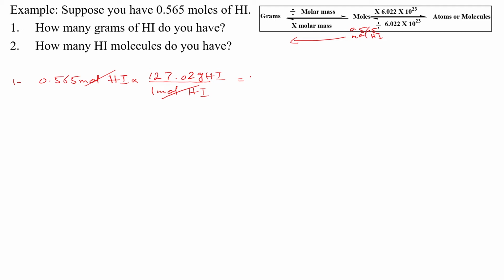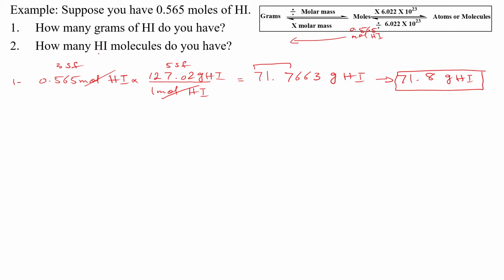So you're going to multiply these two numbers that you have at the top. So your answer is 71.7663 grams of hydrogen iodide. We have 3 sig figs here, 5 sig figs here. We're going to round it to 3 sig fig. It will be 71.8 grams hydrogen iodide.